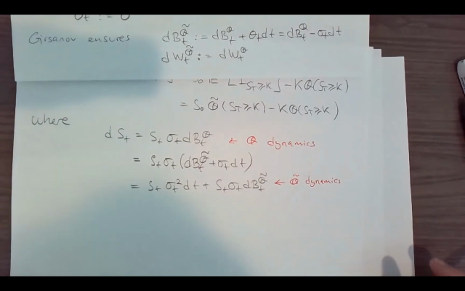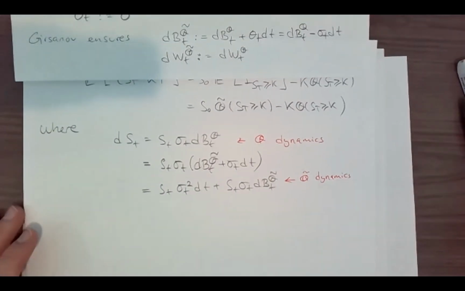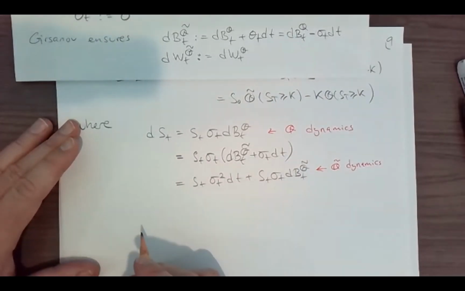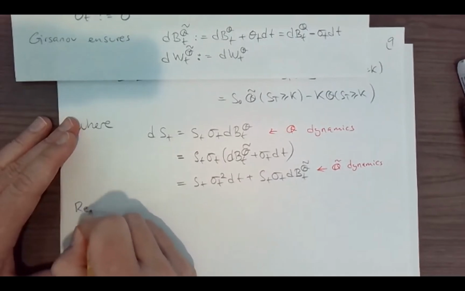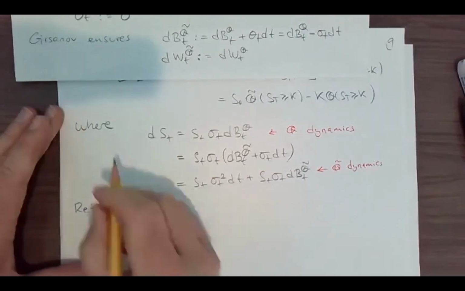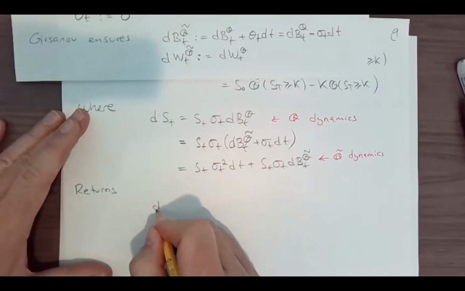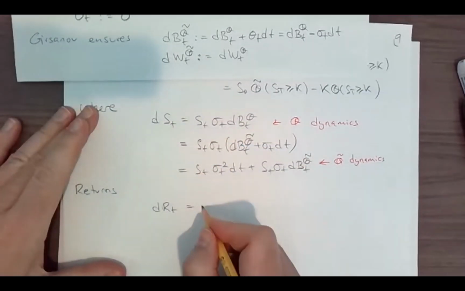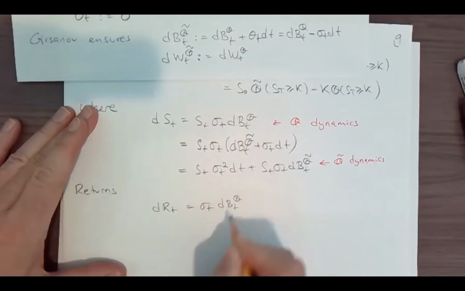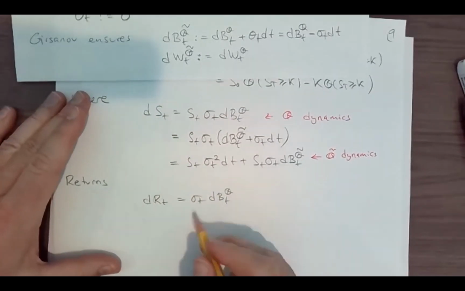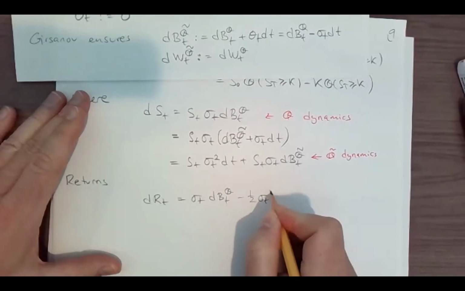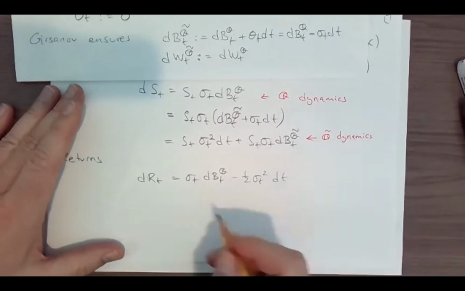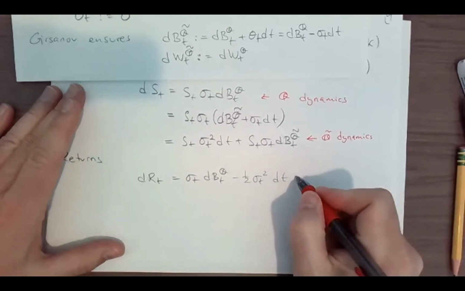And in particular, if we were to look at the returns, this here was the stock price dynamics. So the returns, this would be dR_t. So this will be my sigma dB_t under Q. That would be the return dynamics under Q. And likewise, if you were to write it again, these are Q dynamics. Write it out here.